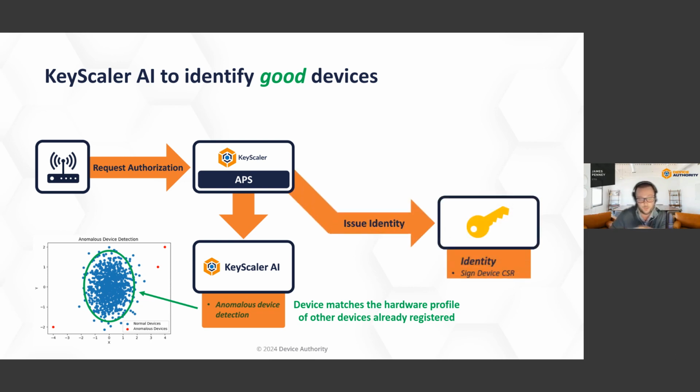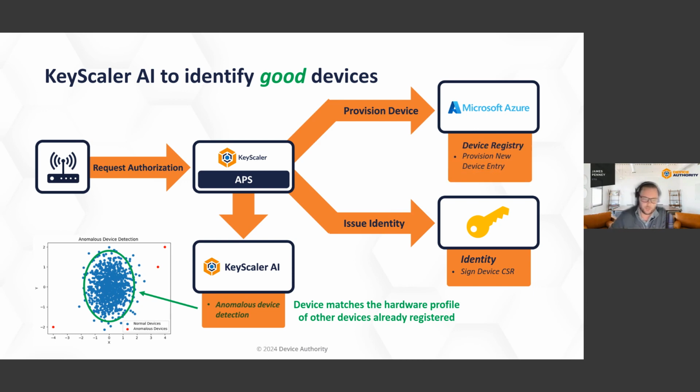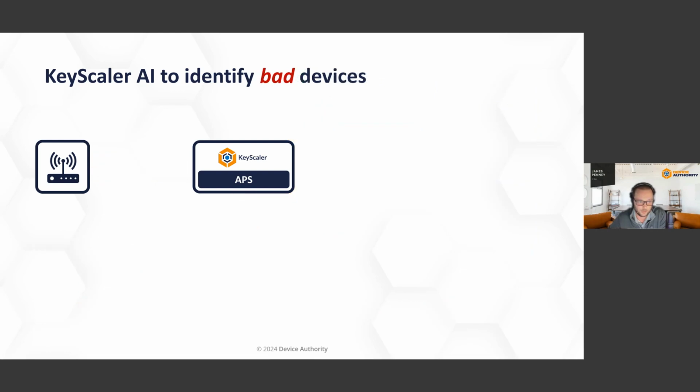So the next thing we have to do is issue the identity. We're going to get the certificate signing request signed by the identity provider, and we're going to provision the device. In this example, Microsoft Azure, create a new entry for that device, let the device connect to that service, and effectively do its job. And we can continue this process when the devices come to subsequently authenticate, and get a continuous validation process running throughout the device's lifecycle.